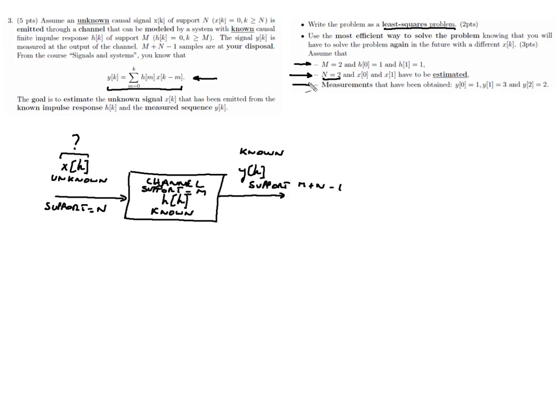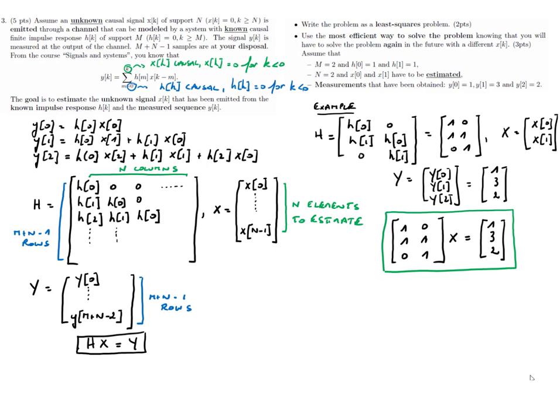And then we have measured at the output of the channel a signal y of k, right? And of course it has support m plus n minus 1, in this case 3. So this explains why we only have 3 elements of the response that are non-zero. And the question is here, since you have written this problem as a least squares problem, can you, for this particular case here, estimate x0 and x1? Let us have a look at the solution of this exercise.